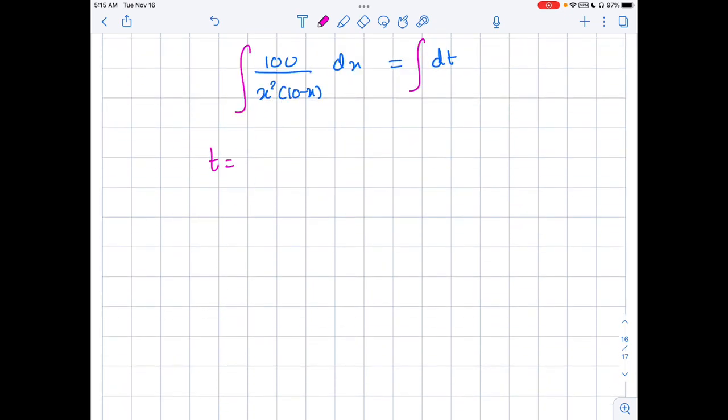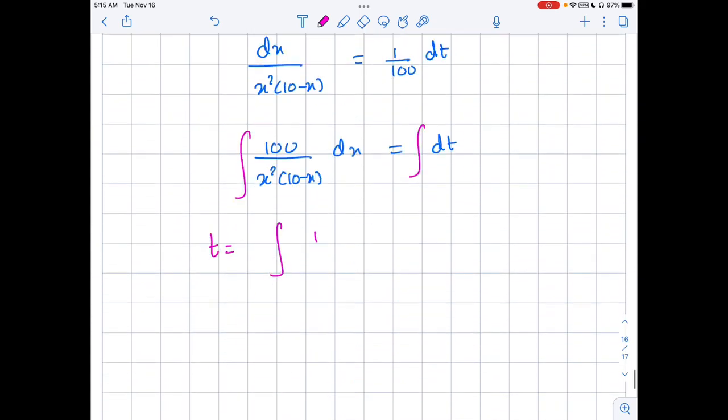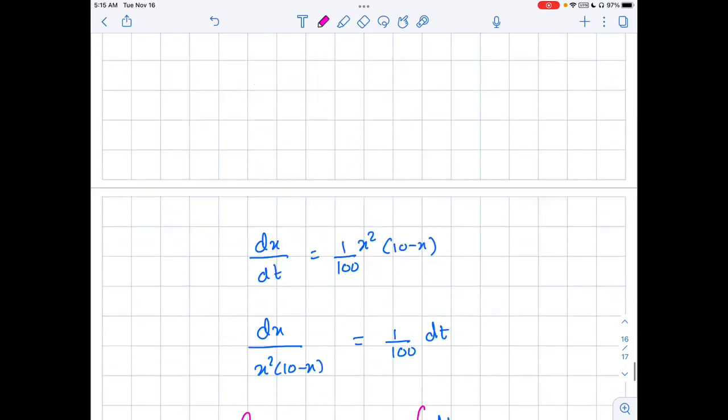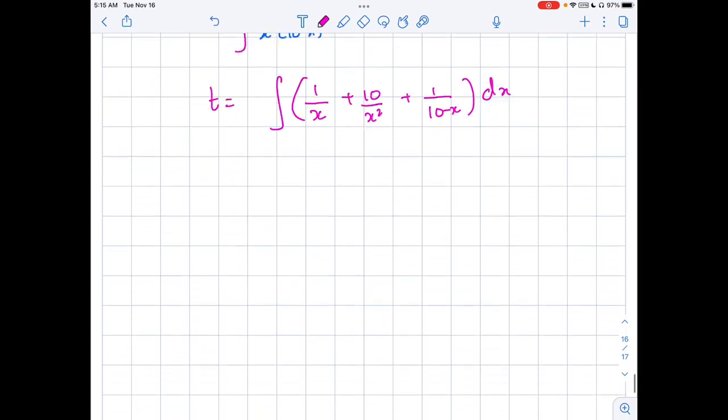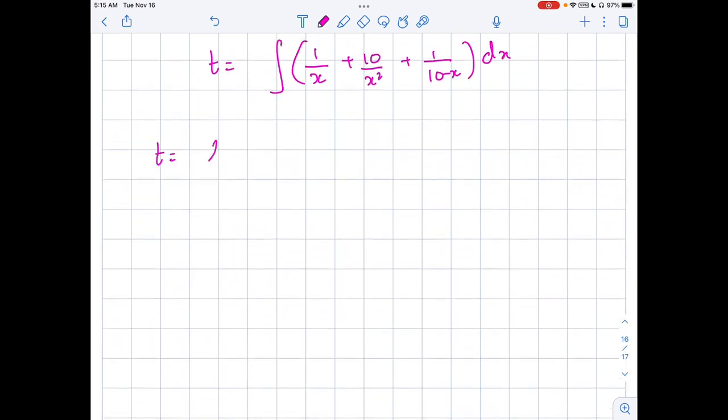So integral of dt is t, and the integral of, this is the partial fraction we have done just now, which is 1 upon x, 10 upon x squared, and 1 upon 10 minus x, dx. The partial fractions have been done. Then t is equal to, the integral of 1 upon x is ln x. This is minus 10 upon x, and it becomes ln(10 minus x) upon minus 1, plus c.